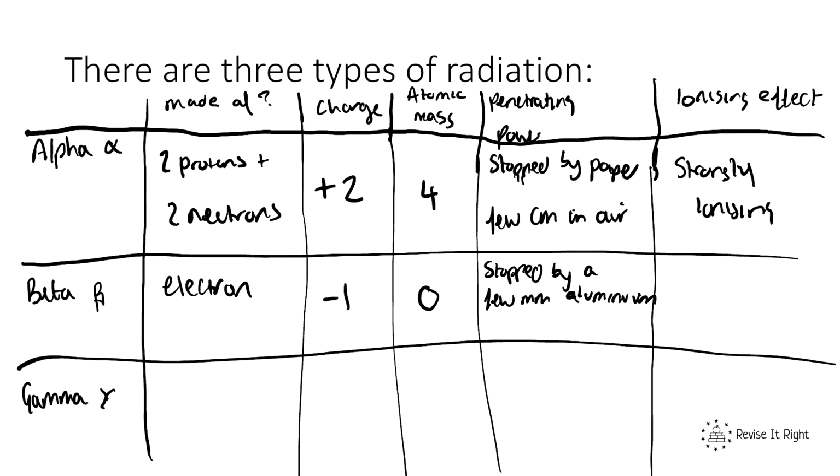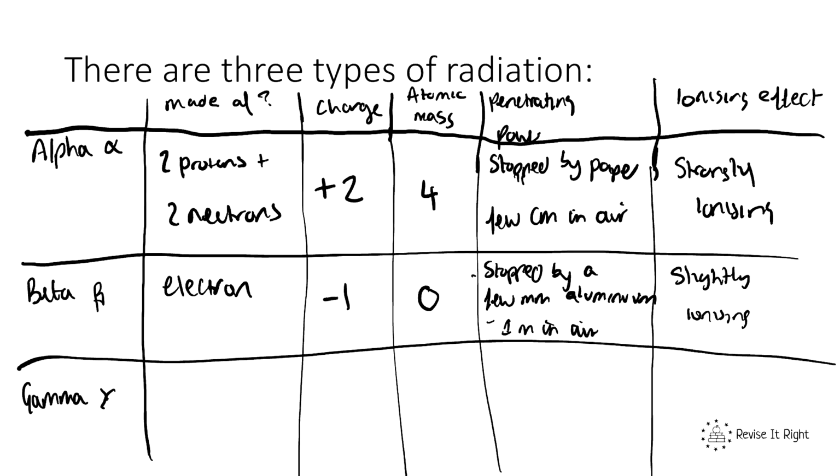So it's stopped by a few millimeters of aluminium, and it has a range of 1 meter in air, so that it can travel 1 meter in air. And it's slightly ionizing. So not as ionizing as alpha, but more ionizing than gamma.